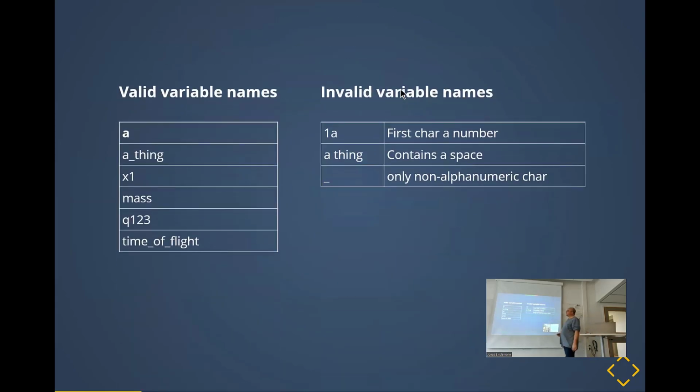So if you look here, we have variable A, which is okay because it's a single character and starts with a letter. Anything, that's also okay, it starts with a letter and there's an underscore. X1 as well, mass, Q123 is okay, time_of_flight. This is not okay: it can't start with a number, can't contain a space, and you can't have an underscore in the beginning. So you can't hide variables like in Python with underscores.